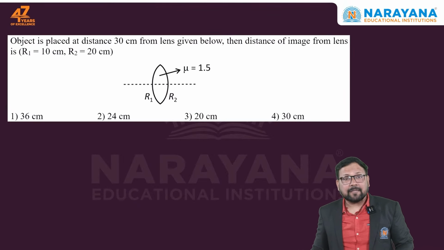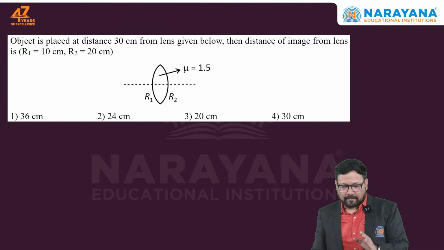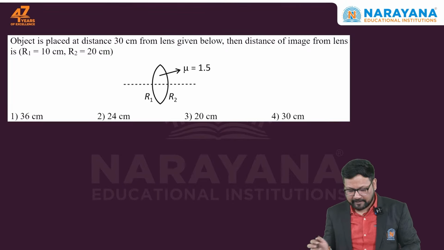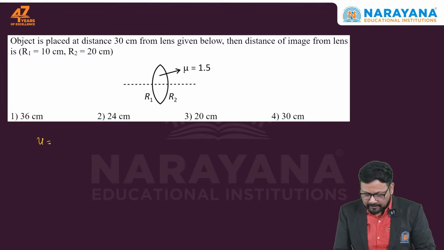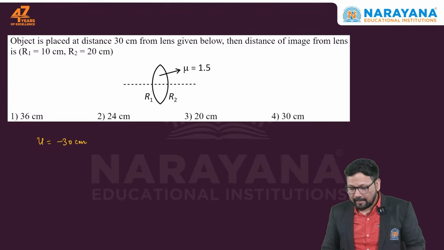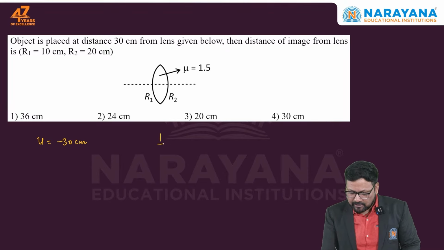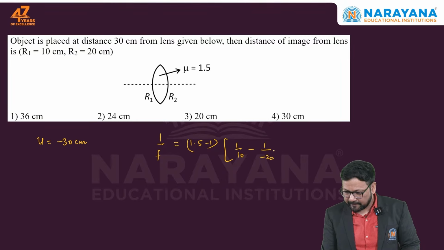Okay, this is a lens question from ray optics. The object is placed at a distance of 30 centimeter. It's a real object, we are placing a real object here. So u is equal to minus 30 centimeter, right? And one convex lens is given. So what is the lens maker formula? 1 by f equals 1.5 minus 1, times 1 by R1, that is 1 by 10, minus 1 by minus 20.